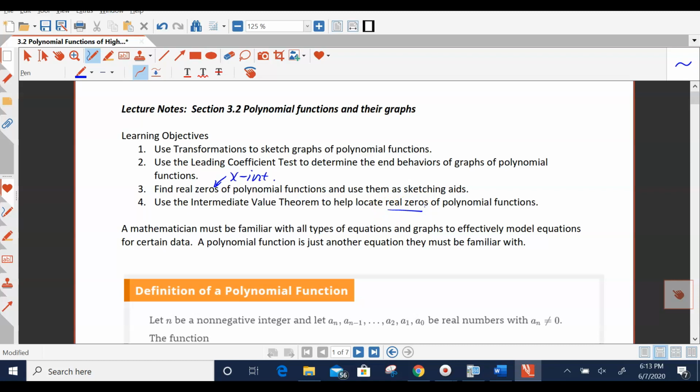So it's important for someone who studies data and looks at trends that that person be familiar with all the different types of equations and the graphs that they produce. That's important to effectively model a real-life situation into an equation. And so a polynomial function is just another one of those tools we have to maybe model real-world scenarios.